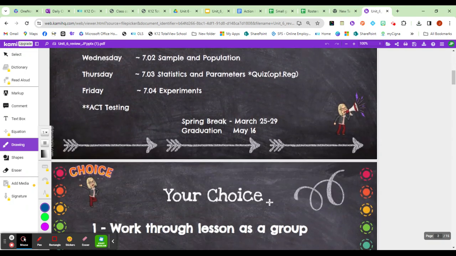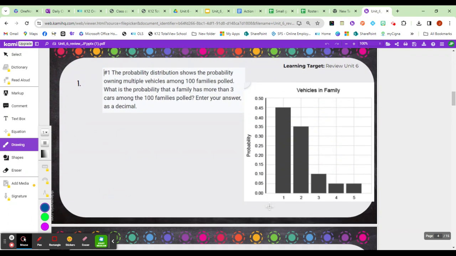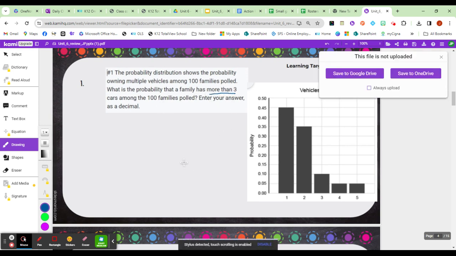So I'm going to go straight to number 1. It says the probability distribution shows the probability of owning multiple vehicles among 100 families polled. What is the probability that a family has more than 3 cars among the 100 families that were polled?